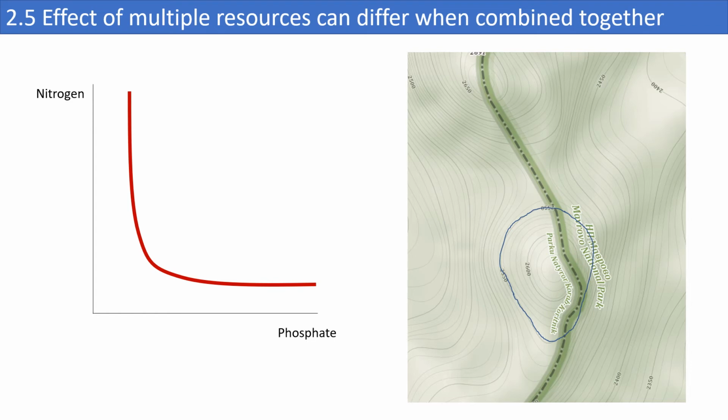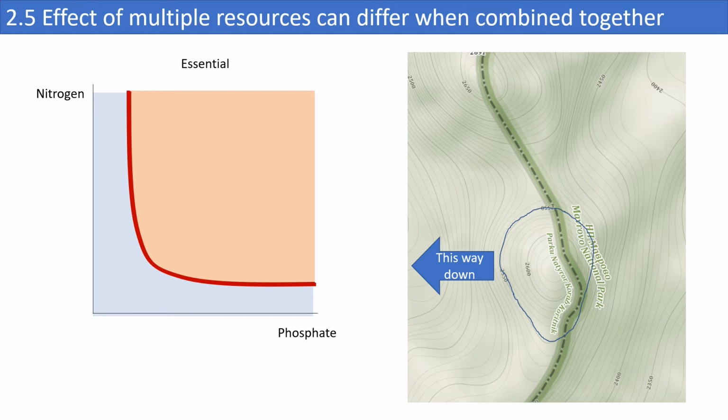If the population's supply of resources is below the isocline, this means the population lacks one or two resources, so its growth will be negative and its size will decline. In a similar way, if you're headed below the isocline on the mountain, you are headed downwards.